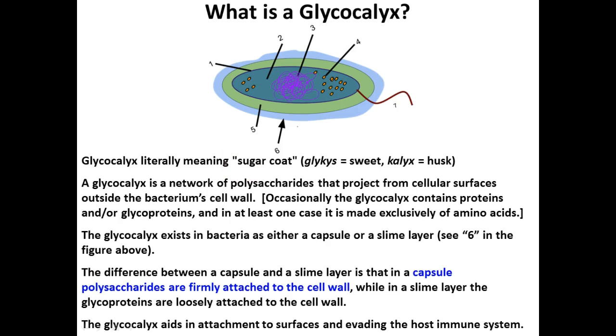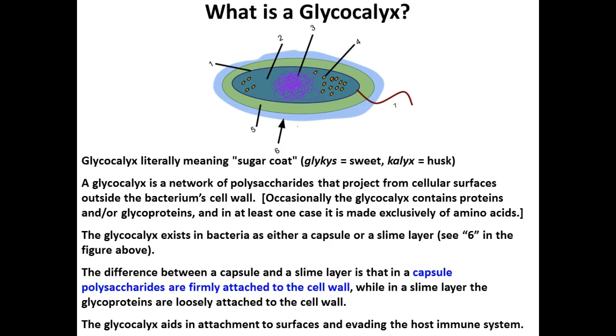The reason for that is that they aid in attachment to surfaces. So, for instance, attachment to our cells and to us. And it helps them in evading our immune system. It protects them from us. It's almost like they're wearing a disguise. It's really hard for our white blood cells to identify them, and even some of our antibodies to find them and destroy them, right? So most of the pathogenic organisms have a capsule structure.